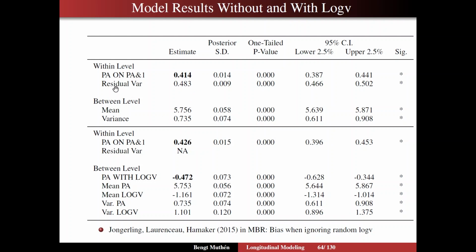And the residual variance, 0.483, is now a random variable, so it won't be listed on the within level. Instead, that variance shows up in terms of log v on the between level, the mean of that log v and the variance of the log v. And what we're going to try to do in detail here is translate that back into the variance, so going from log v to v.